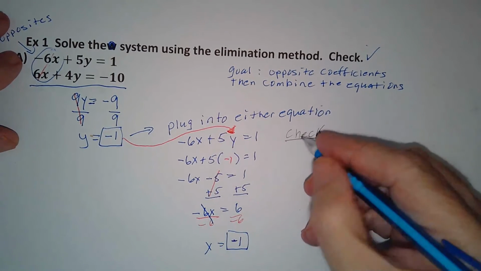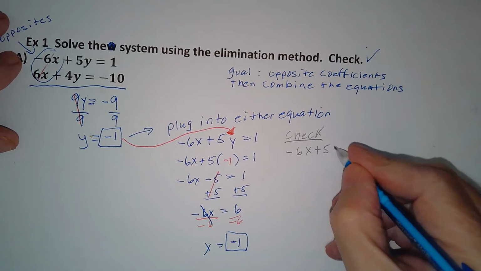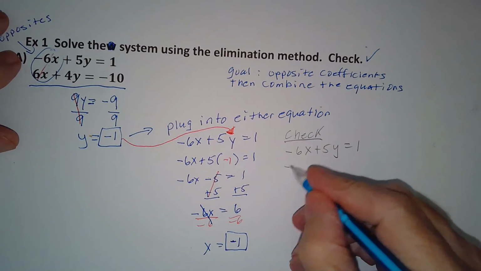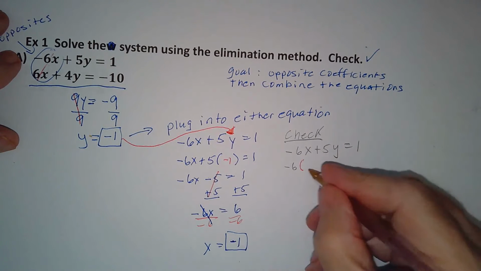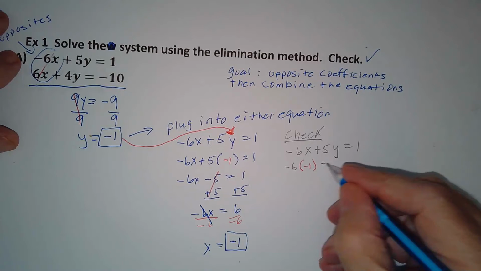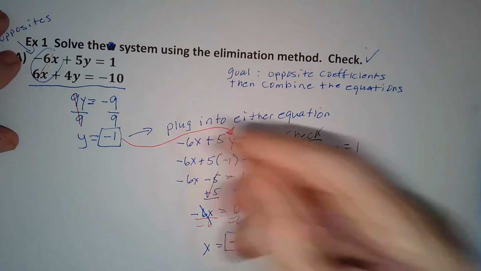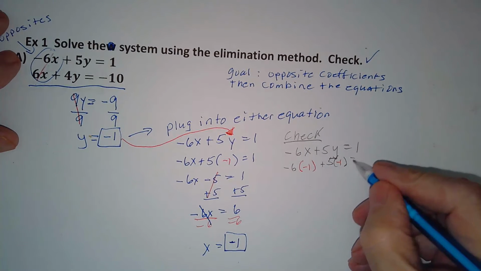So let's just take the first equation. That's negative 6x plus 5y equals 1. And we're going to plug in negative 1 for your x plus 5 times, again, negative 1 for the y. And that's going to equal 1, we hope.